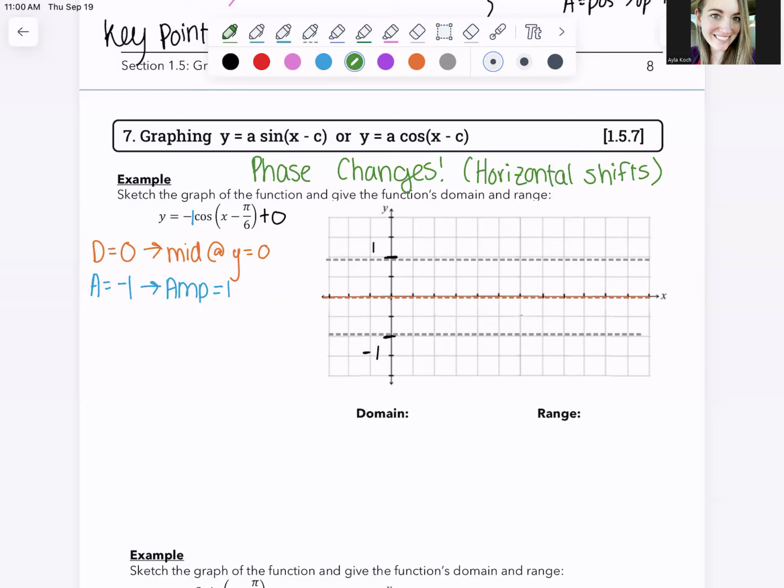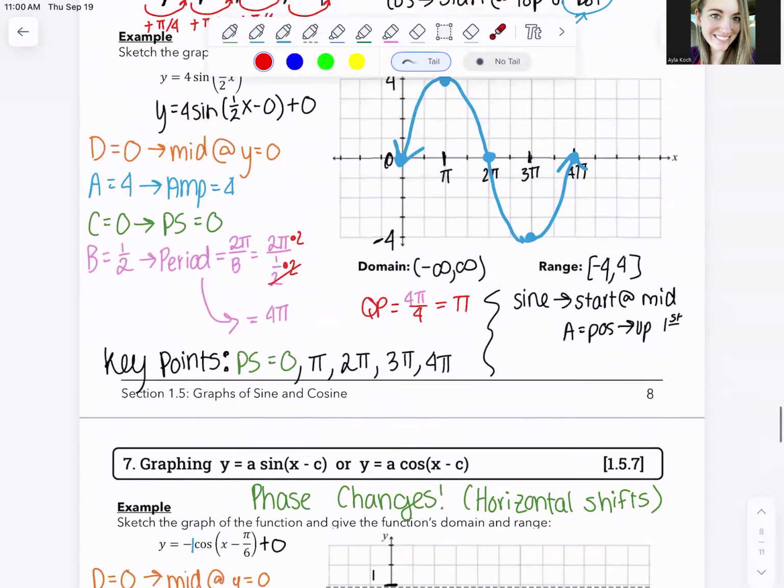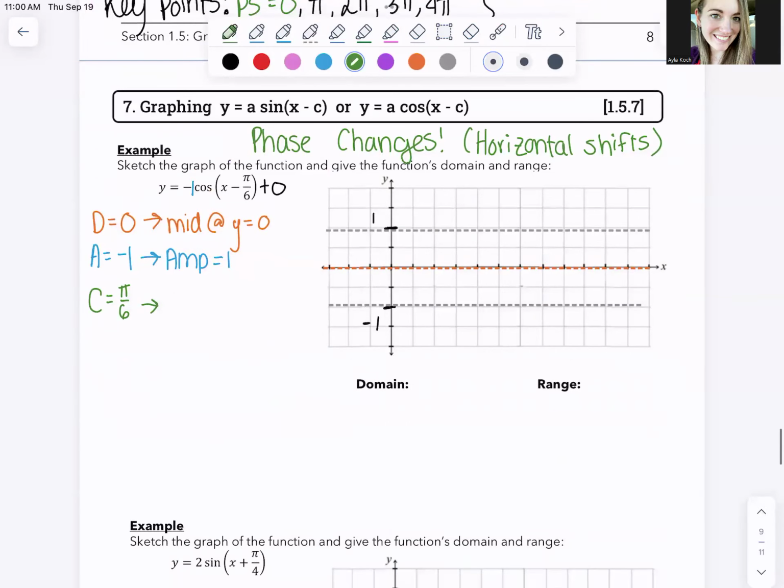All right, C. In this case, C is equal to not negative pi over 6, but positive pi over 6. It's always the opposite of the sign that you see. C is equal to pi over 6. We know, yes, phase changes, phase shift, I think is what we've been calling it.